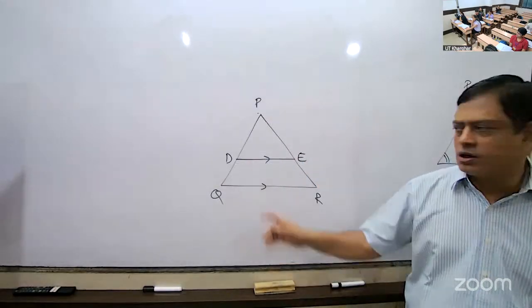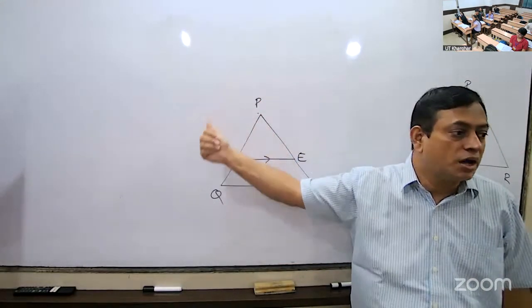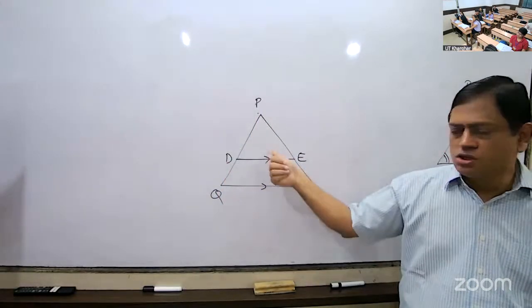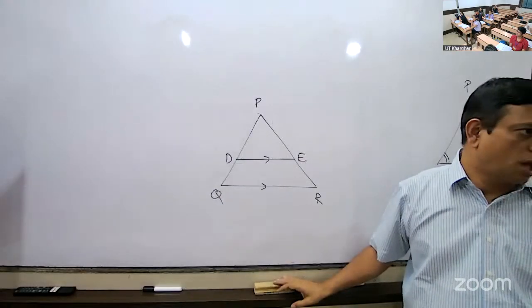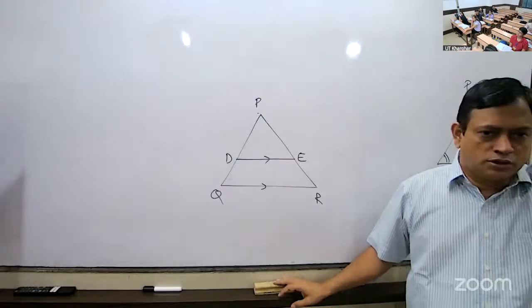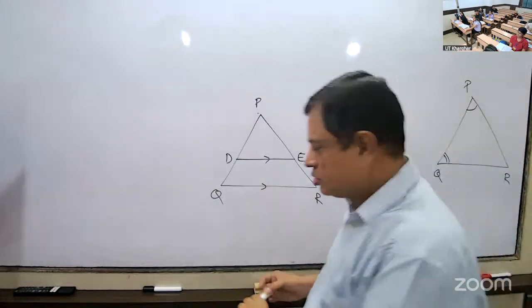In similarity, what is the condition we get? PD by PQ is equal to PE by PR is equal to DE by QR. Are you followed, all of you? Yes. Okay, now listen, this also I'll explain.